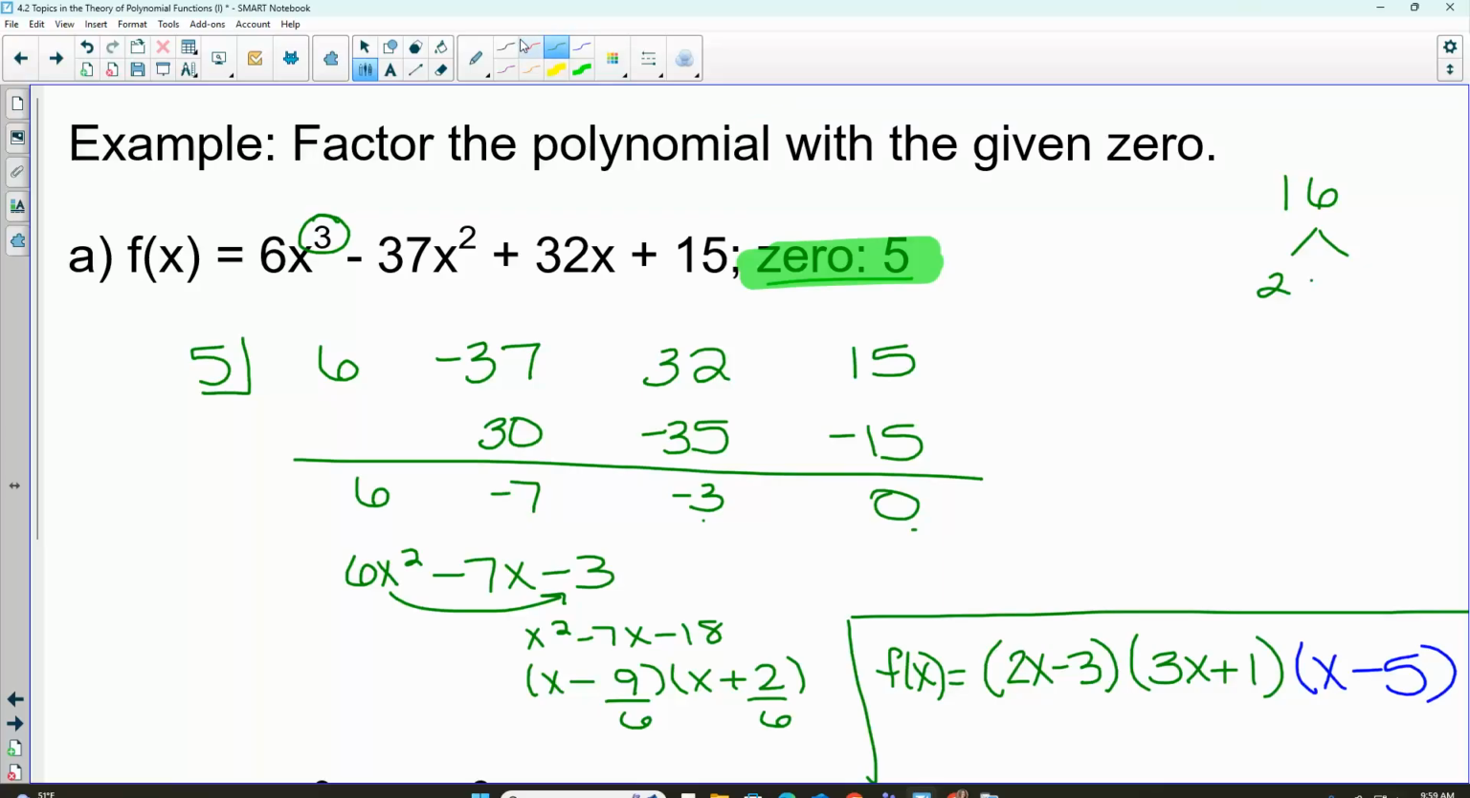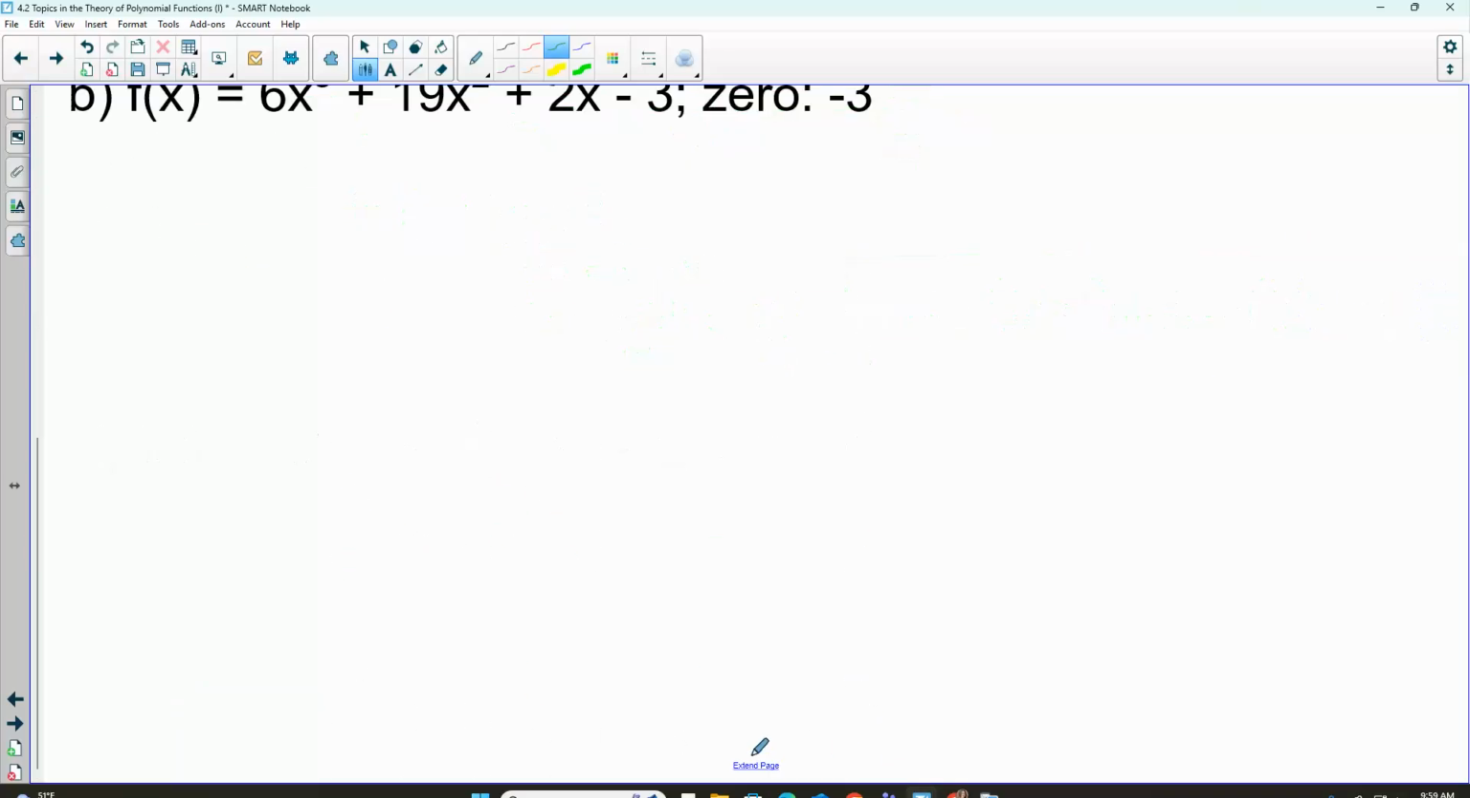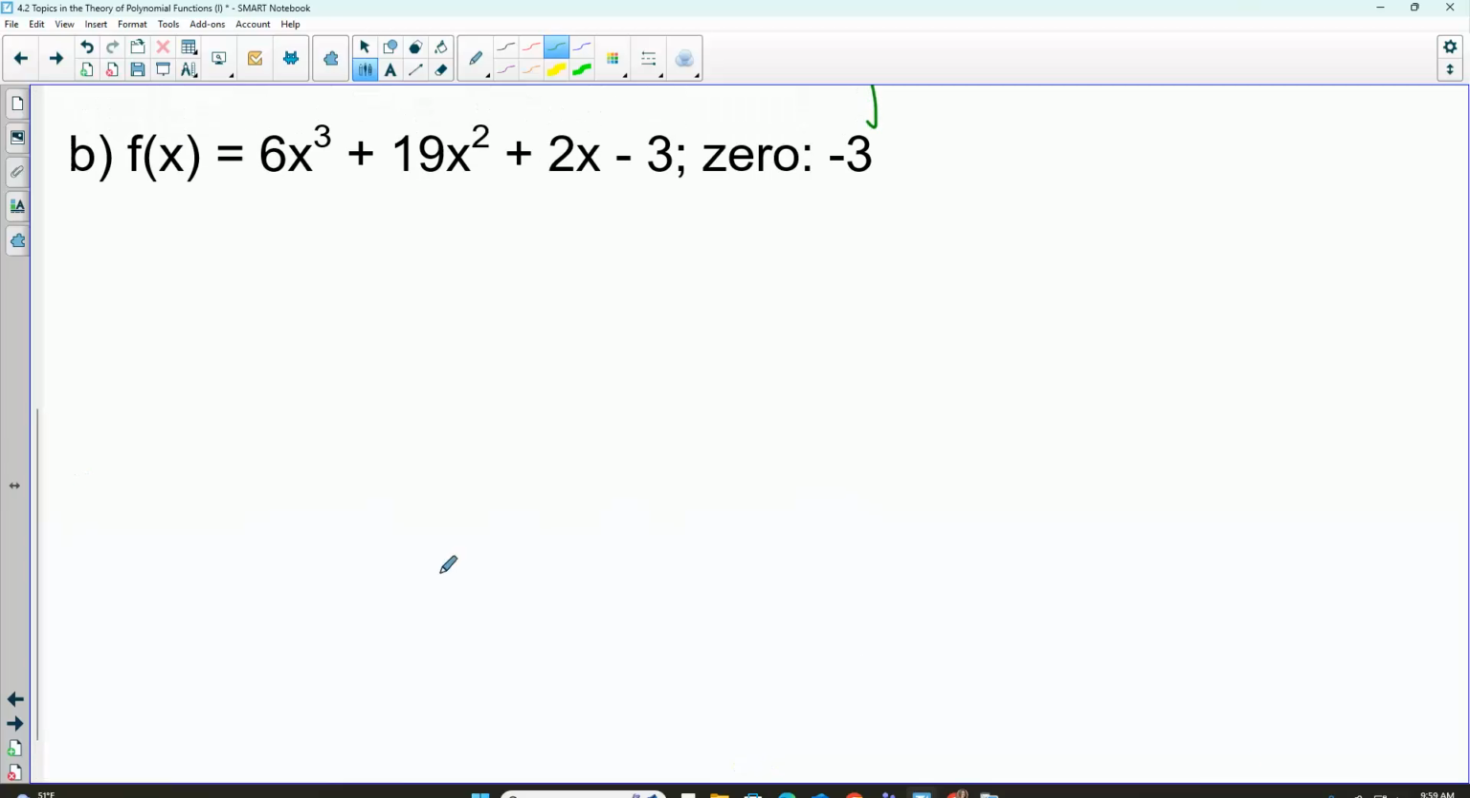So the factored form, you need all the parentheses. Order of the parentheses doesn't matter. Multiply happens in any order, but if we start multiplying this all out, we would get back to that original polynomial. Why don't you guys try this one?